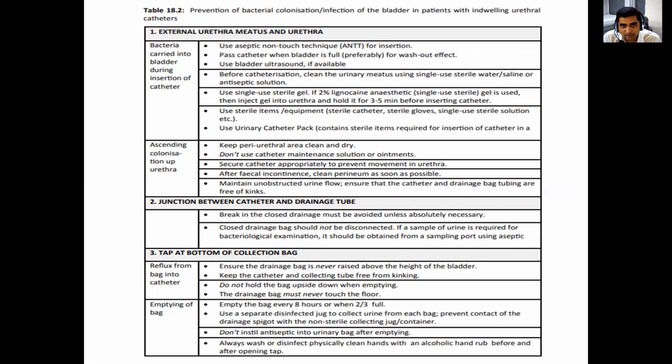So at the urethra level, use aseptic technique, use bladder ultrasound, and insert the catheter preferably whenever the bladder is full. Before catheterization, use saline and antiseptic solution to clean the meatus, use 2% lubricant, and use a sterile urinary catheter, all of which we have discussed. Then keep the peripheral area clean and dry. Don't routinely use antiseptic solution or ointment for catheter maintenance. Secure the catheter properly, and this is important.